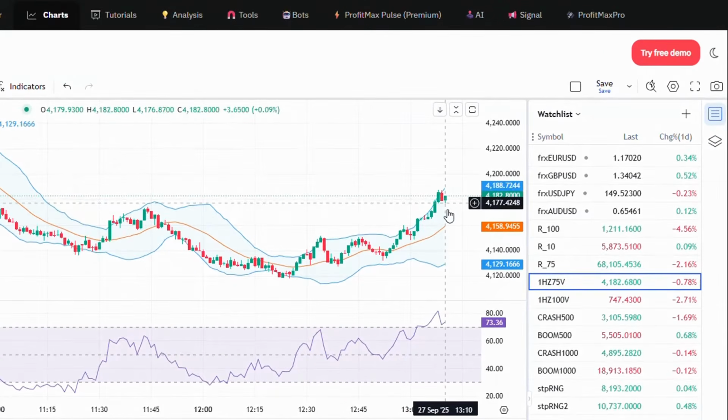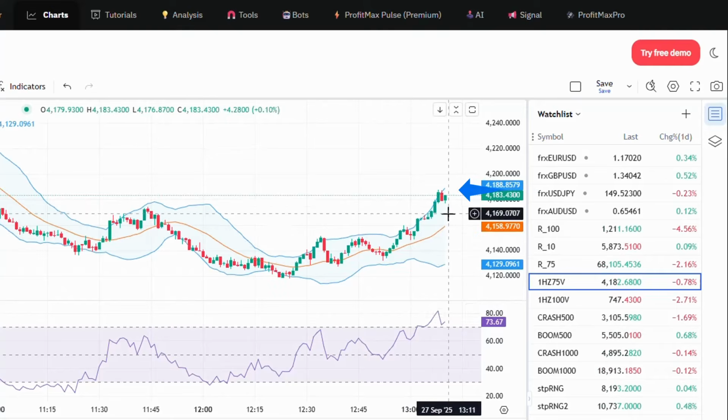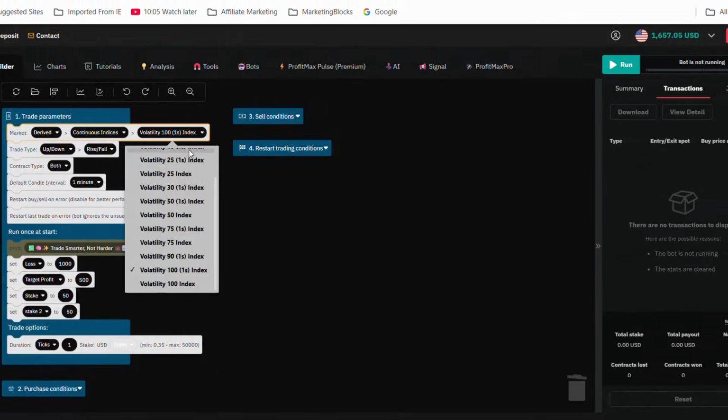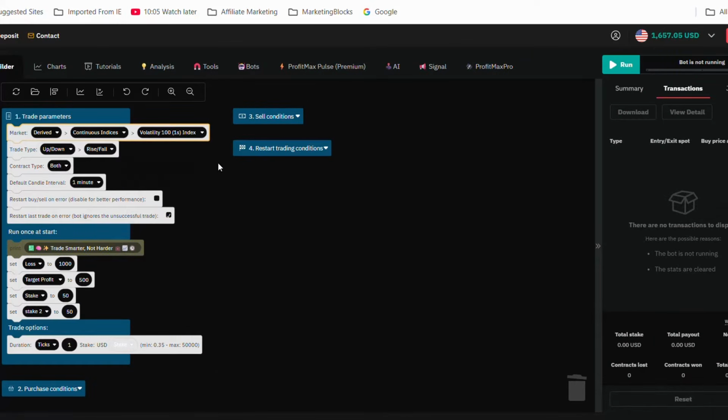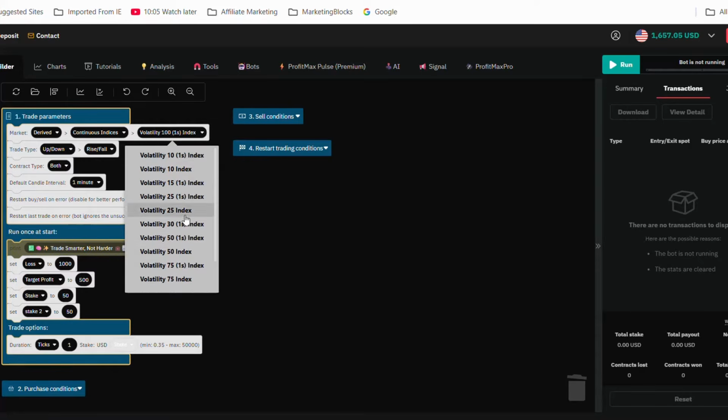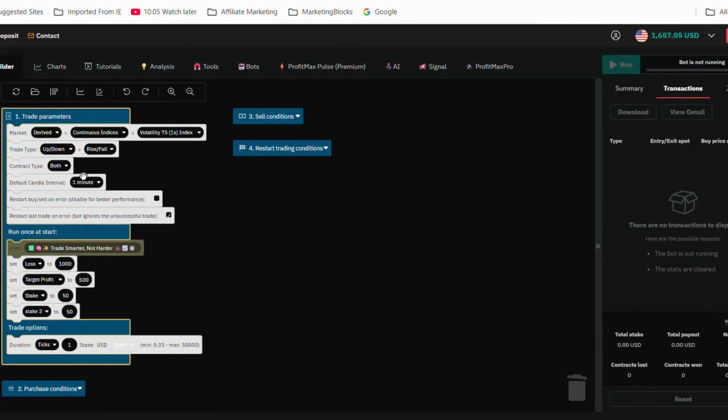Wonderful. Volatility 75 1S, you can see already the candlesticks have touched the upper band and the RSI is at 73, it's at the top there. So now we want to catch a falling market. That market is about to retract, so you come back to your bot, adjust the volatility. We are looking at Volatility 75 1S and then fall.